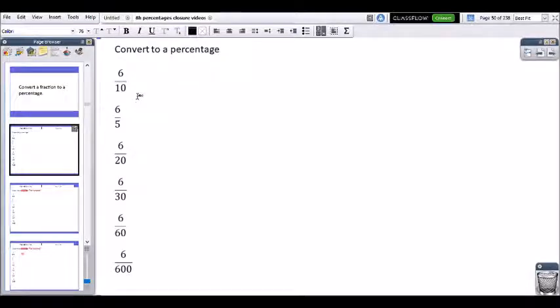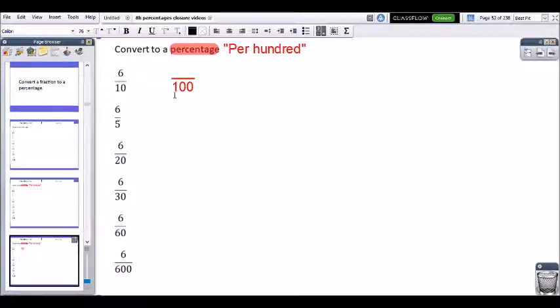Think back to last lesson. What does percent mean? What does cent mean? Well, cent means 100, so percent, remember, means per 100. So I'm looking to write 6/10 out of 100. So if I can write 6/10 out of 100, my numerator will be that percentage.